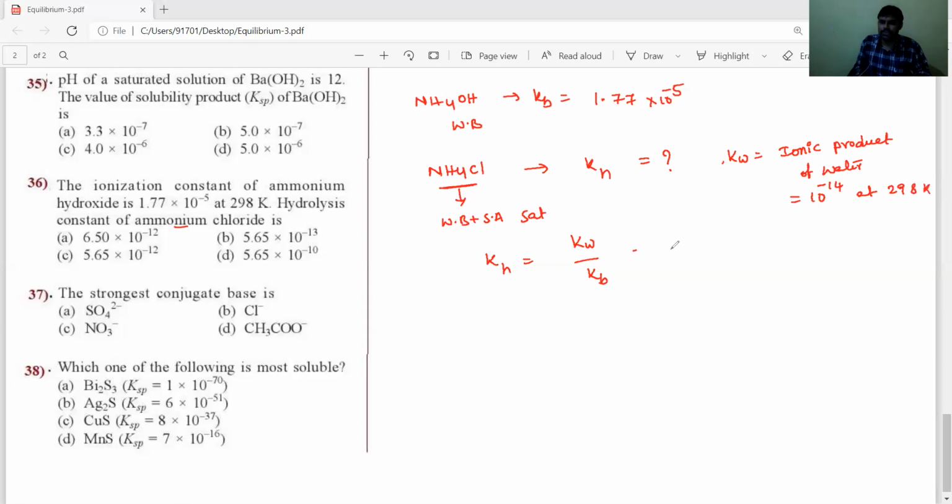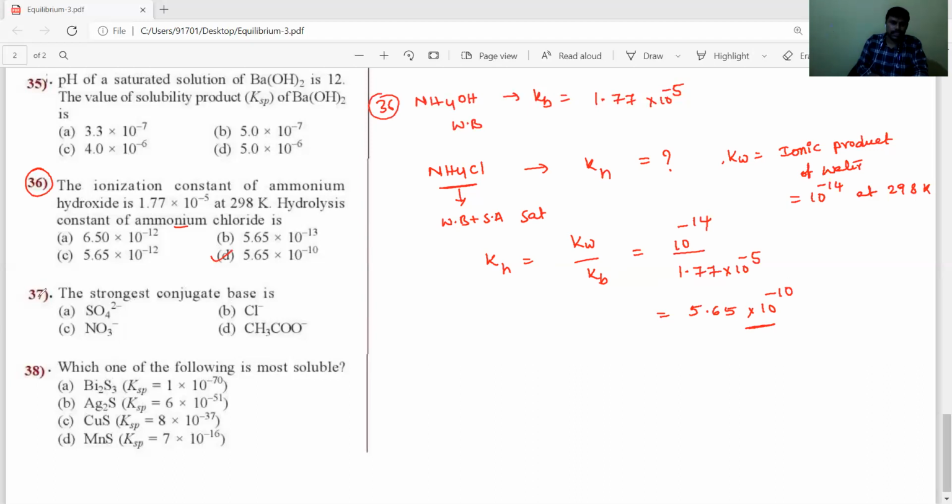Okay, students. So the value is 10 to the power of minus 14 by the Kb value. Already they gave 1.77 into 10 to the power of minus 5. Upon simplification, we will get 5.65 into 10 to the power of minus 10. That option is correct, students.